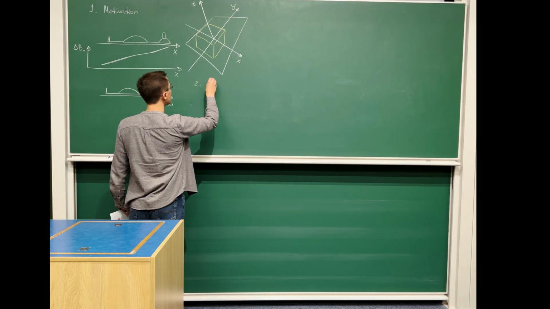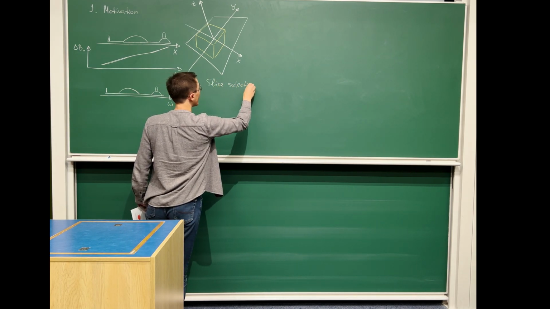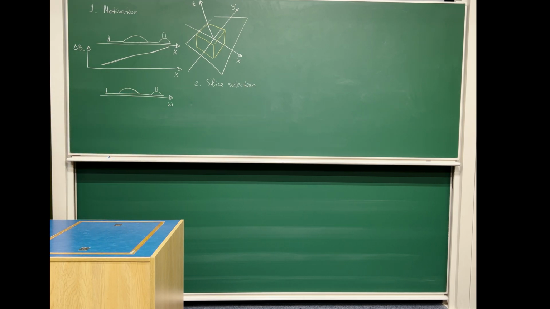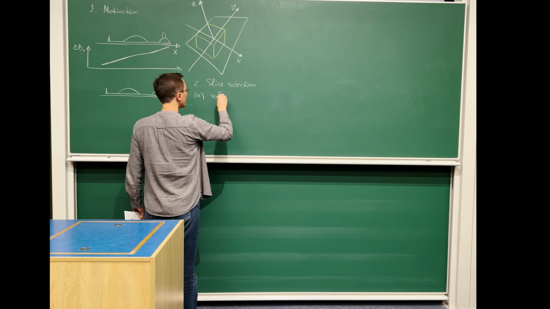So, slice selection. And we will start with the concept of a soft pulse. So item A here, soft pulses.